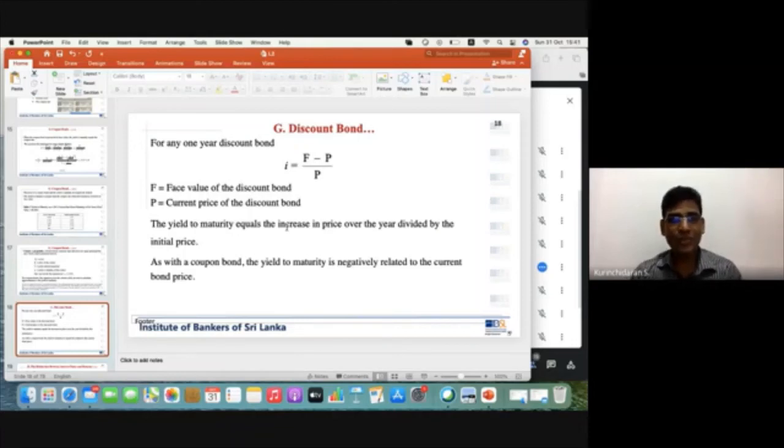So here also, yield to maturity equals the increase in price over the year divided by the initial price. This is I, the yield to maturity. Here also, it is always negative when the yield is changing, right? The yield to maturity is negatively related to the current bond price, right? When the yield to maturity increases, your bond price will be decreasing.